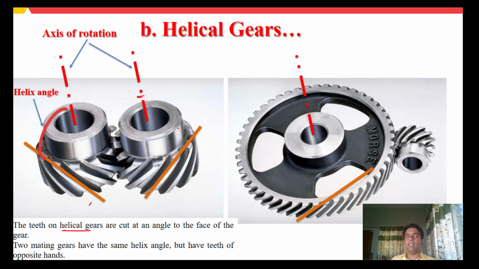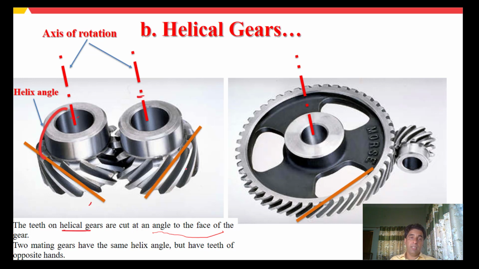Now look at another category that is called helical gears. If you look at helical gears, you can find one difference as compared to the spur gears. In case of helical gears, the gear teeth are not straight. They are not parallel to the axis of rotation. Rather, they are inclined by a certain angle. So therefore, it is highlighted here. The teeth on the helical gears are cut at an angle to the face of the gear.